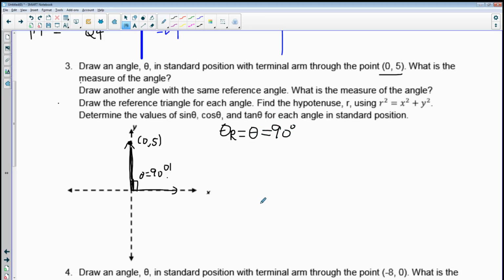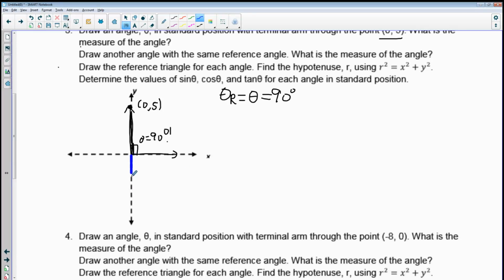Can we think of another angle which is also 90 degrees? You're probably thinking the same thing I am, and that angle is actually 270. Remember, reference angle is the angle made with the x-axis, so that angle is 90 degrees. Okay, so the whole angle is 270 degrees, with a reference angle, theta r, of 90 degrees as well.